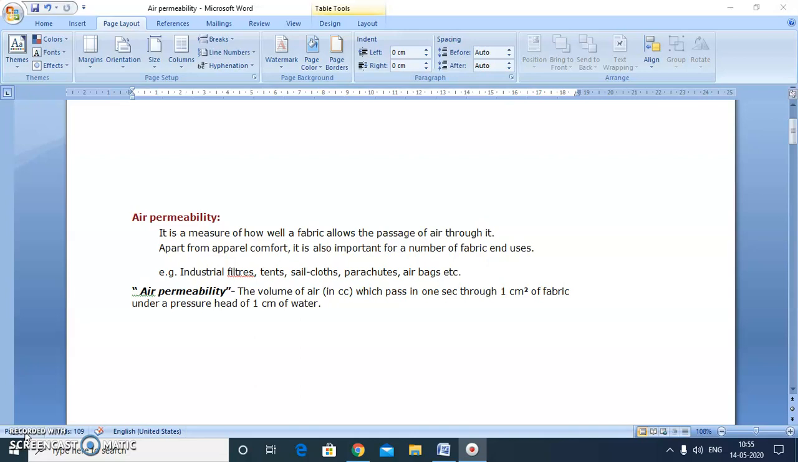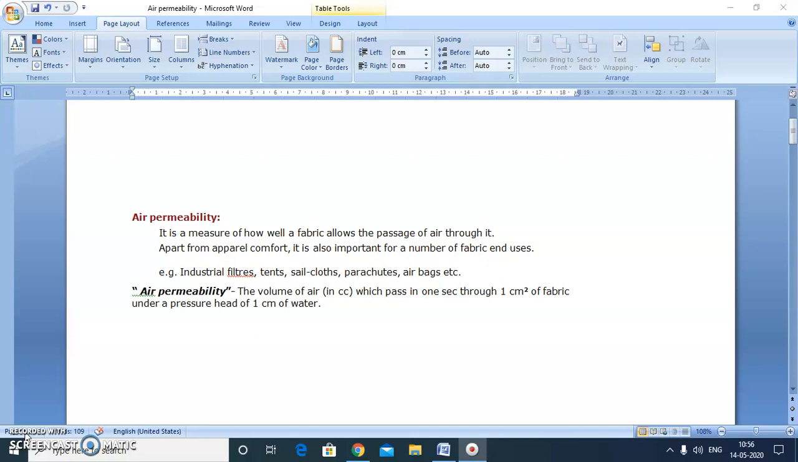It is a property of fabric, one thing. It is a measure of how well a fabric allows the passage of air through it, and it is one of the three most important properties of apparel comfort. Apparel comfort includes air permeability, moisture permeability in liquid as well as vapor form, and third is heat thermal transmission. So, air permeability is a very important property from apparel comfort point of view.